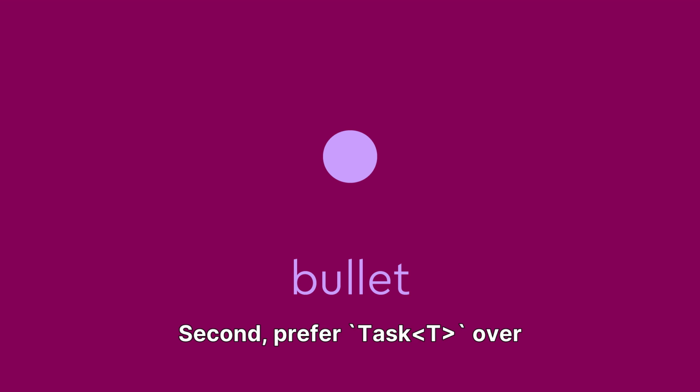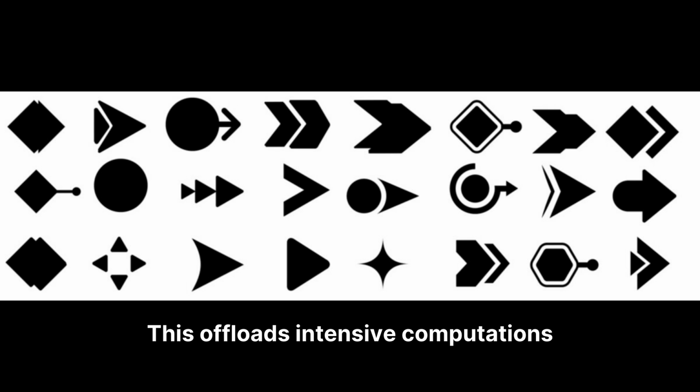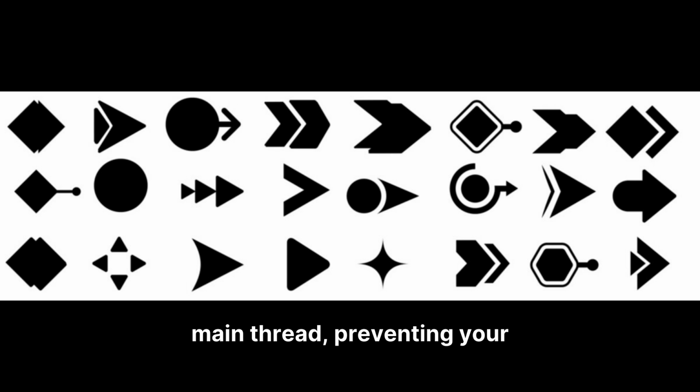Second, prefer Task<T> over void for async methods, except for event handlers, to ensure better error handling and more predictable behavior. Third, use Task.Run for CPU-bound work. This offloads intensive computations from the UI or main thread, preventing your application from freezing.